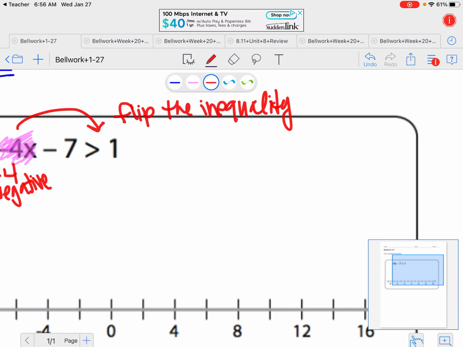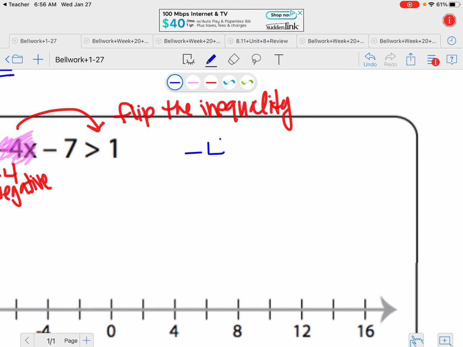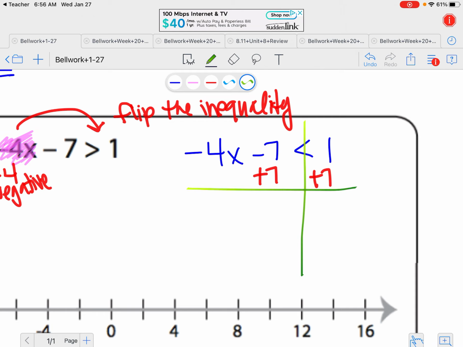Okay, so now my question is really going to say -4x minus 7 is less than 1. Once that happens, I'm just going to solve like normal, draw a line down, and then start working backwards. I'm going to do the opposite. So the opposite of subtract 7 or -7 is +7. I was saying what I needed to do instead of what was already there.